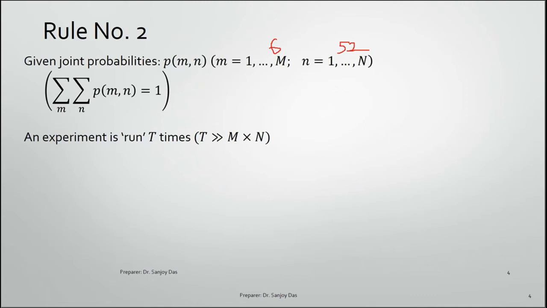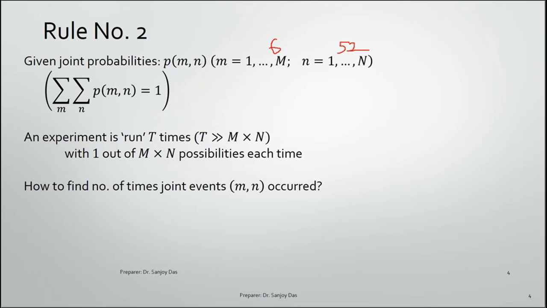do this experiment T number of times, where T is very large, maybe 1,000,000 times. Each time we roll a die and draw a card. Again, we replace, and again roll a die and draw a card. And we keep repeating this experiment T times. And each time 1 out of M times N possibilities occurs naturally. How many possibilities are there? 6 times 52, out of which 1 will take place.